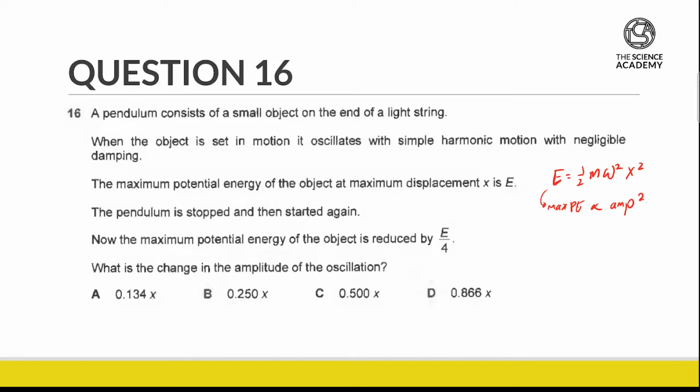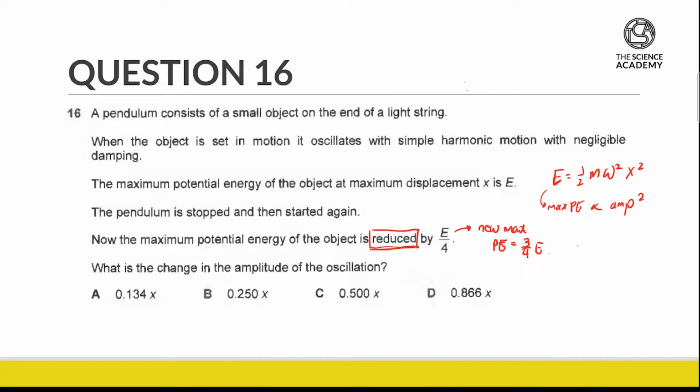The question then tells us that the pendulum is stopped and started again, and now the max potential energy is reduced by E over 4. The important phrase here is "reduced by E over 4". This means that the new max PE is going to be equal to 3/4 of E.